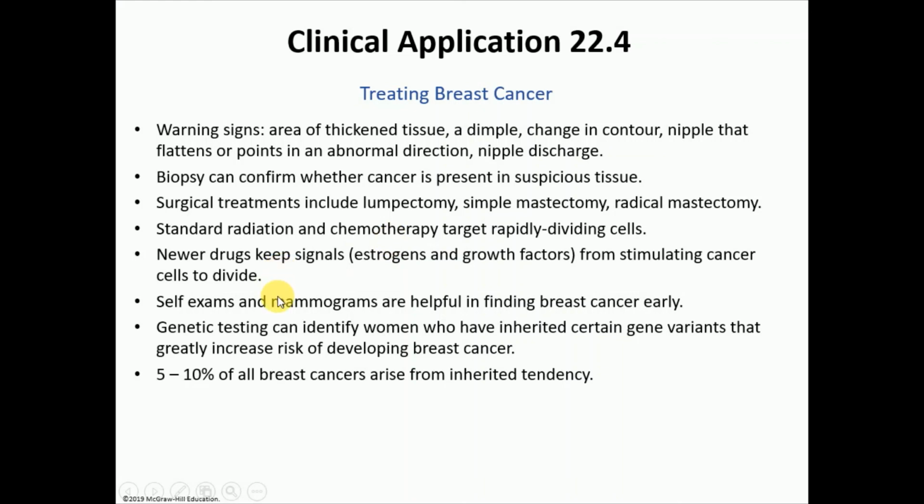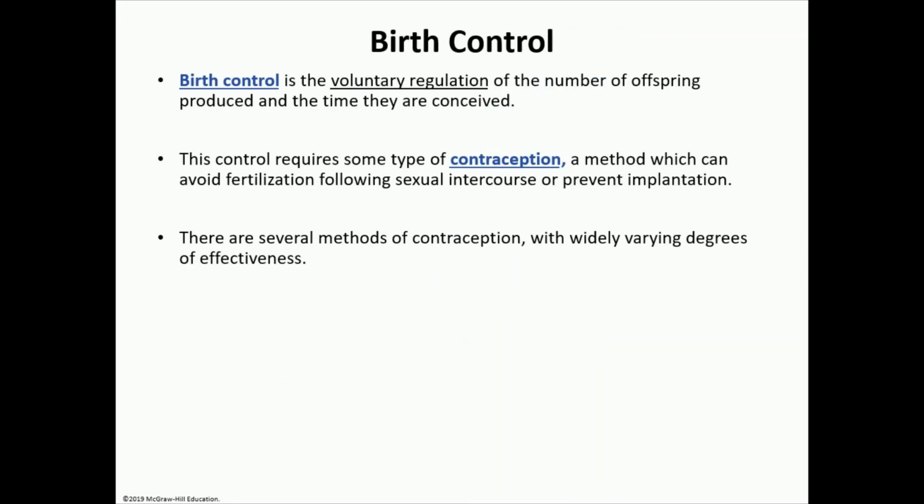Some things to keep in mind for early diagnosis would be self-breast examination and annual mammograms. Sometimes genetic testing can occur in order to detect the presence of breast cancer genes, especially if there is a strong family history. About 5 to 10% of all breast cancers arise from inherited tendencies.